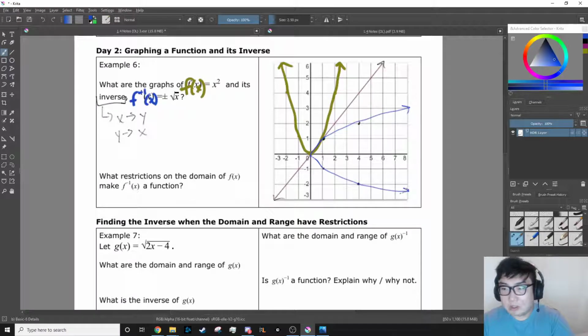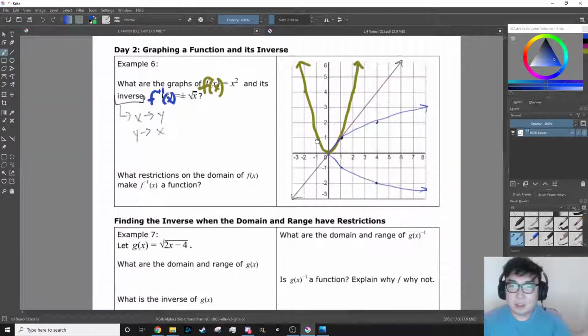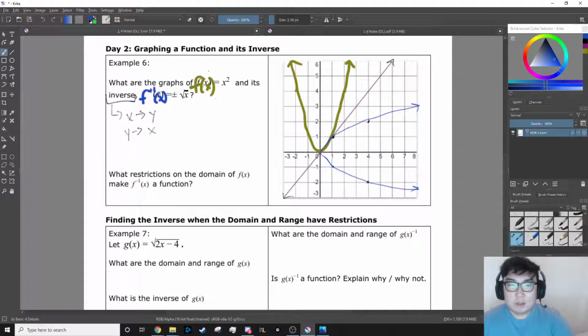My graph is not perfect, but you're fine. So this part is done. As in, I graphed both my plus or minus square root of x and x squared.